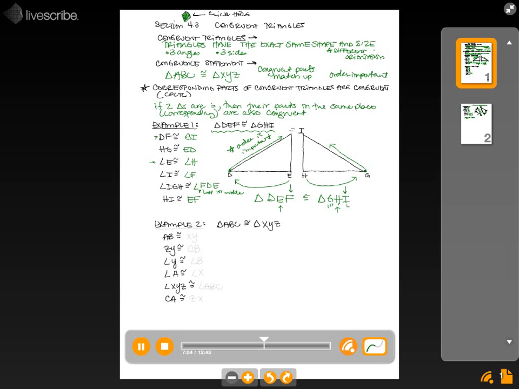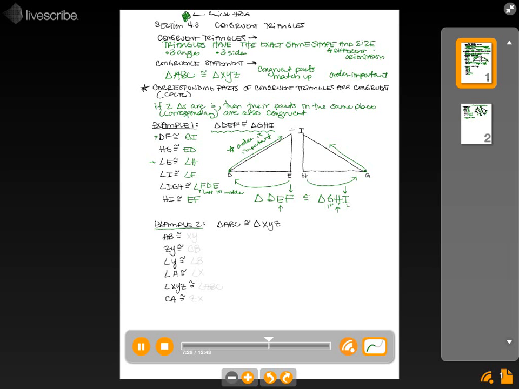I'm going to let you do example 2 on your own. Notice example 2 doesn't have a picture. It only has the congruent statement. So you should be able to just pull out the letters that are in the same spots and match them up. I want you to do the six parts on your own, and then pause it, come back, do those problems, and then check your answer. Alright, now that you've paused it, let's go over the answers.